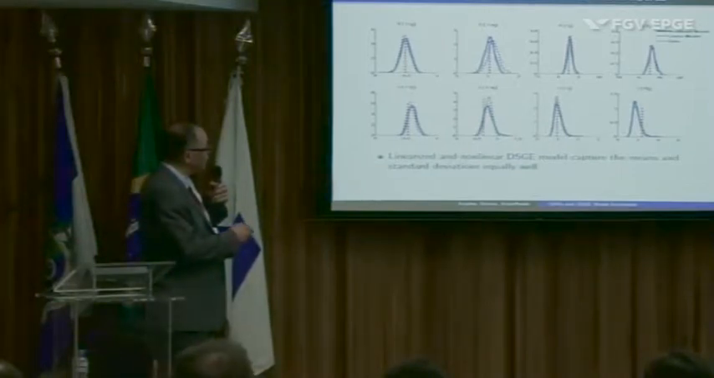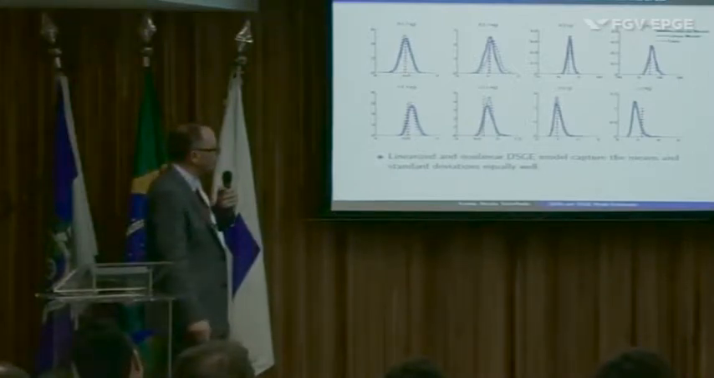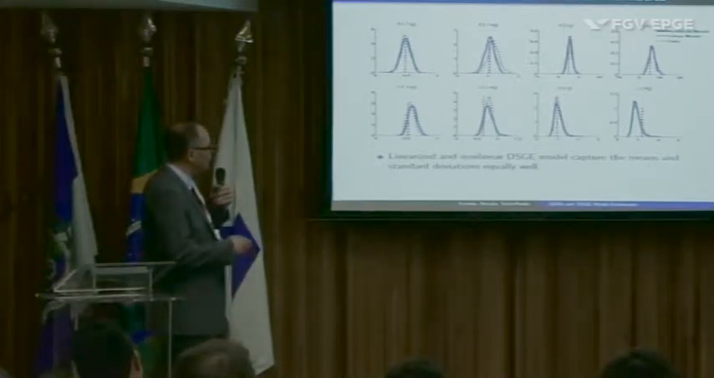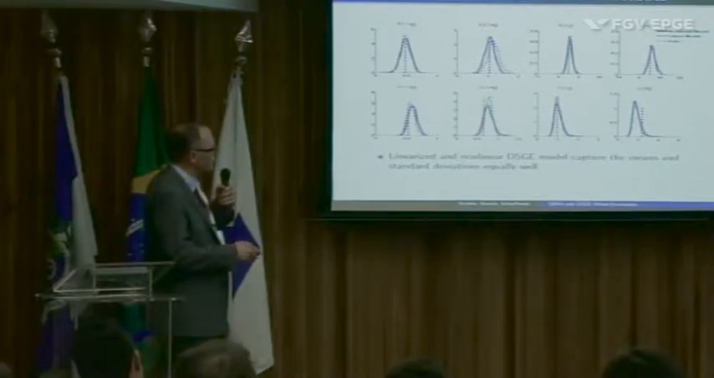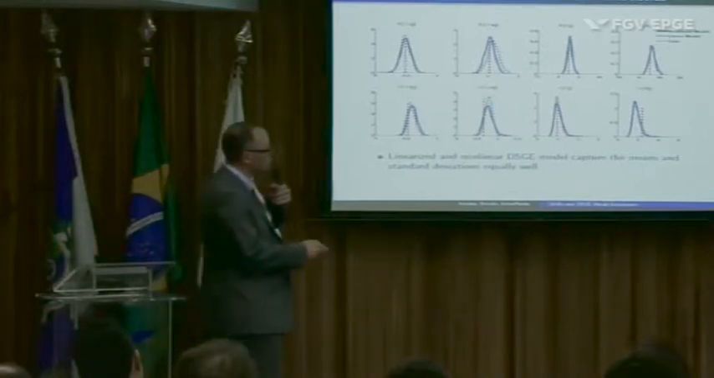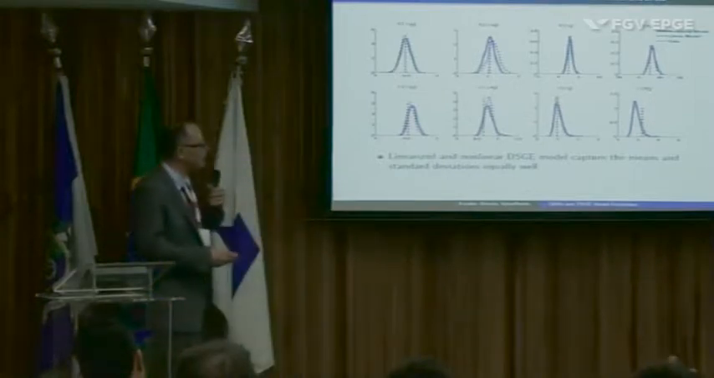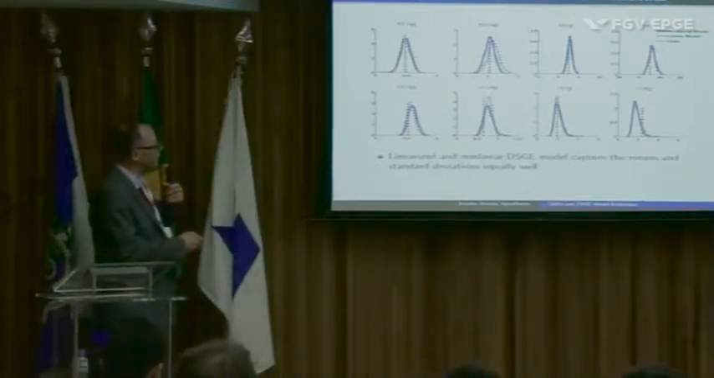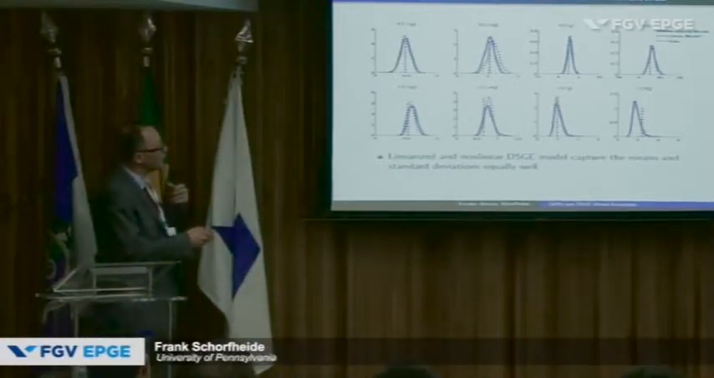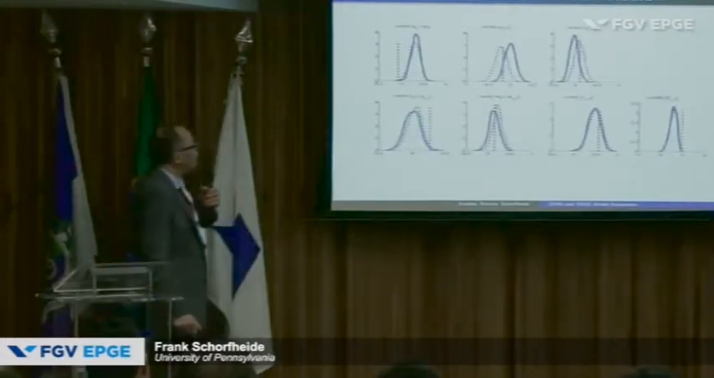Then we do this for the standard deviation of output growth, wage growth, inflation, and interest rates, and it works out as well. Maybe not so much over here. We're a little bit further in the tails, but by and large, it works quite well. And whether we use the linear version or the nonlinear version of the model, it's very similar.